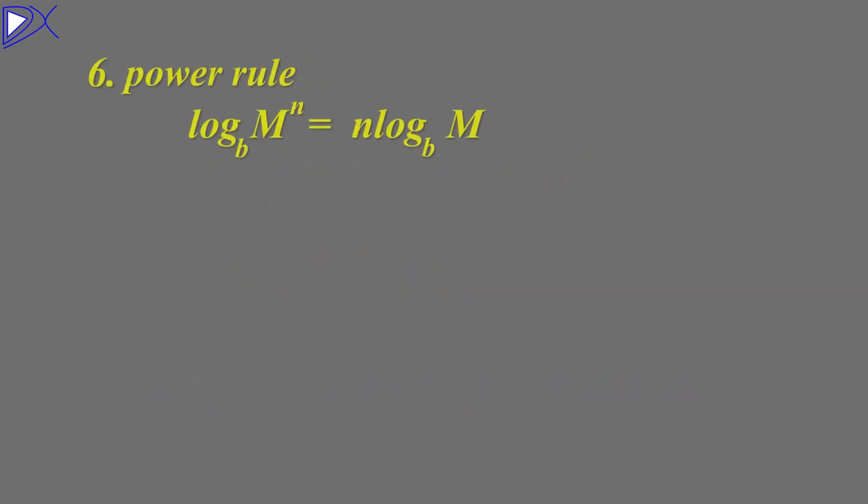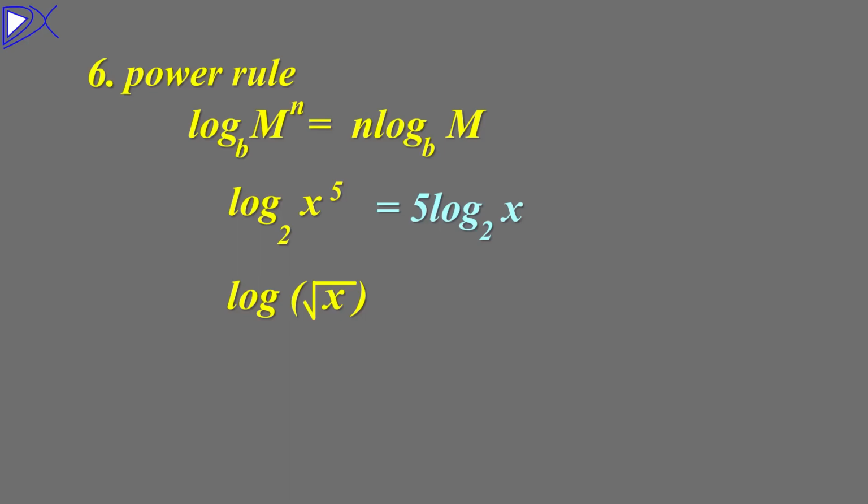Another property is the power rule, which is log b of m power n is equivalent to n log b of m. As an example, I will expand log 2 of x power 5. In this expression, the exponent is 5 and the base is x. So I will rewrite the equivalent expression by multiplying the exponent times the logarithm of the base, which is 5 log 2 of x. I will also simplify log root of x as an example. First, we will write log root of x as log x raised to half. Then apply the power rule, which will give us half log x.